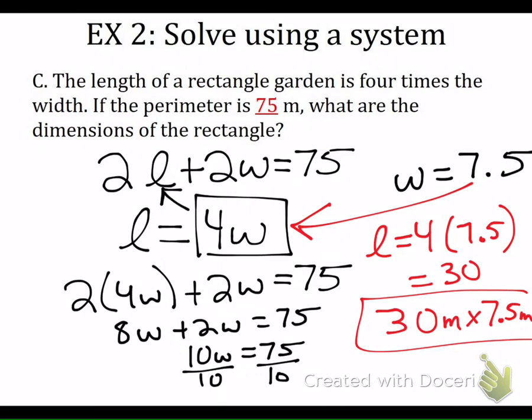I would stop really quickly and say, does 30 plus 30 plus 7.5 plus 7.5 equal 75? Yeah. And does 4 times 7.5 equal 30? Sorry, getting tongue-tied. Yes, this does check out. Long story short, it does.